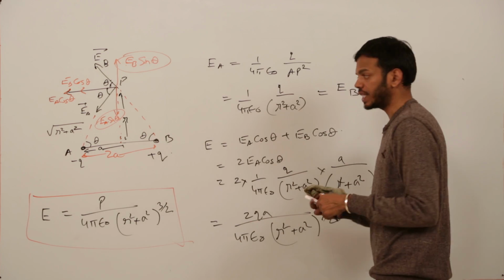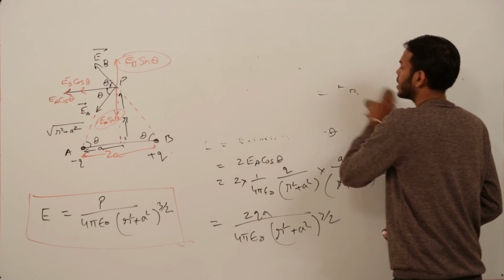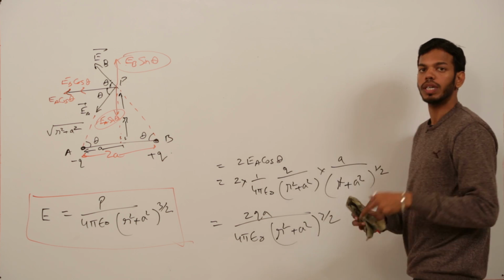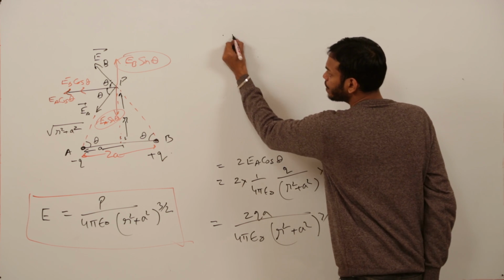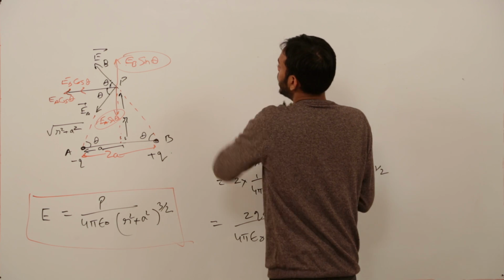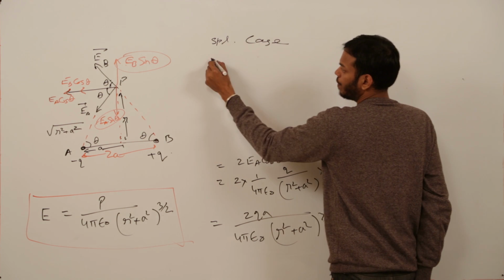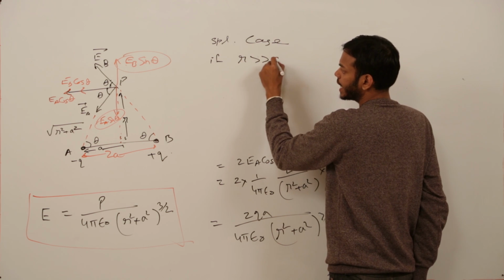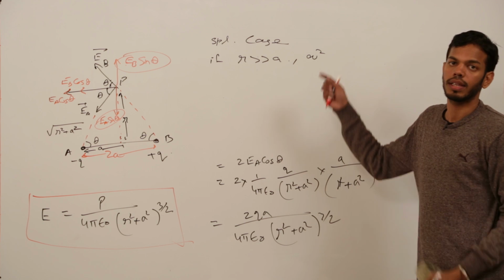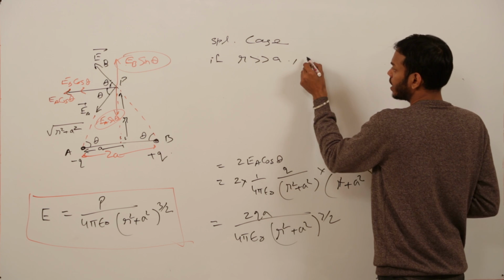Now, special case. Again, the same thing. What if the distance on the equatorial point is much larger than the dipole distance? This being the dipole and the vertical distance being too large. So accordingly, special case, write it down. If R is much greater than A, then A square can be eliminated or neglected.